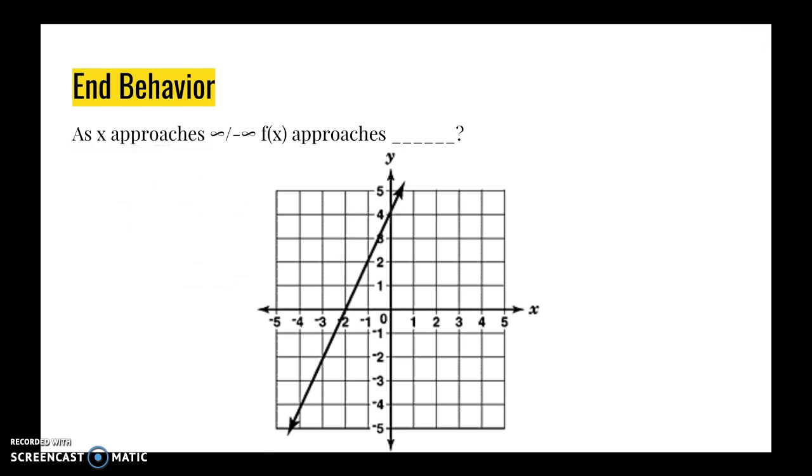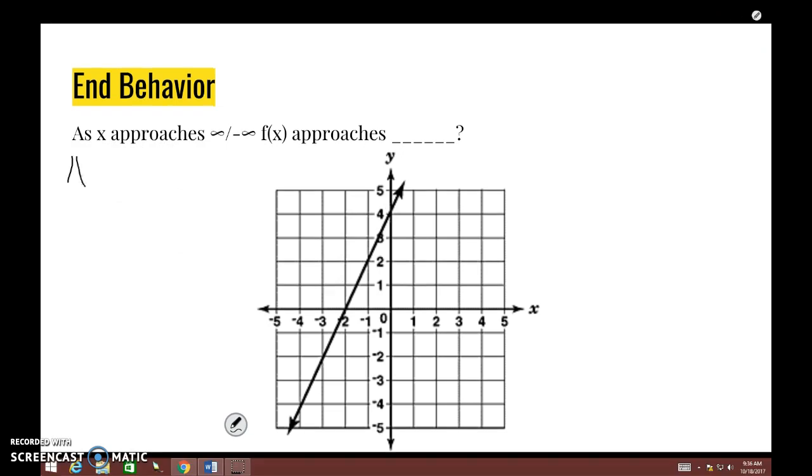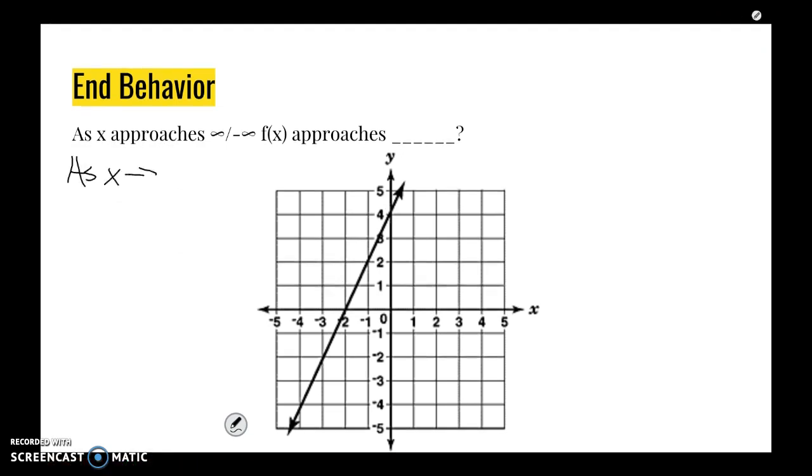And that specific phrase is going to be: as x approaches, and you can abbreviate approaches with an arrow, as x approaches infinity, f of x approaches. And in this case, as we go to the right, or as x goes to the right, the values here are going to continue to go up as we go to the right. So here, this is slowly approaching infinity. So we can say that it's going to approach infinity.